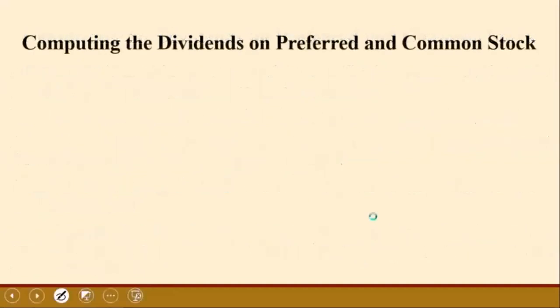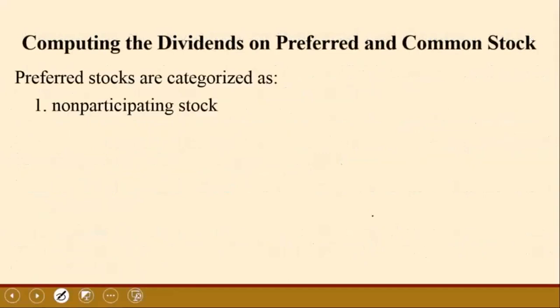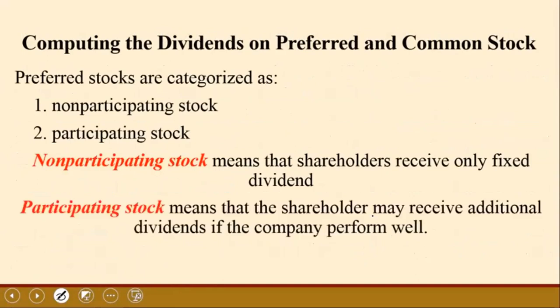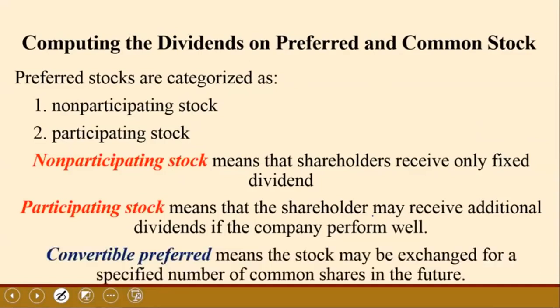Okay? So, preferred stocks are categorized as non-participating and participating stock. So, ano ba ang non-participating stock? So, this means that shareholders receive only a fixed dividend. Okay? Ayan. And for participating stock naman, shareholders may receive additional dividends if the company performs well. Yun. So, kapag nag-perform ng mabuti yung company mo, marami siyang kinita, you will receive additional dividends at tinatawag siyang participating stock. Okay? Yun. And convertible preferred means the stock may be exchanged for a specified number of common shares in the future. Okay? Yan.